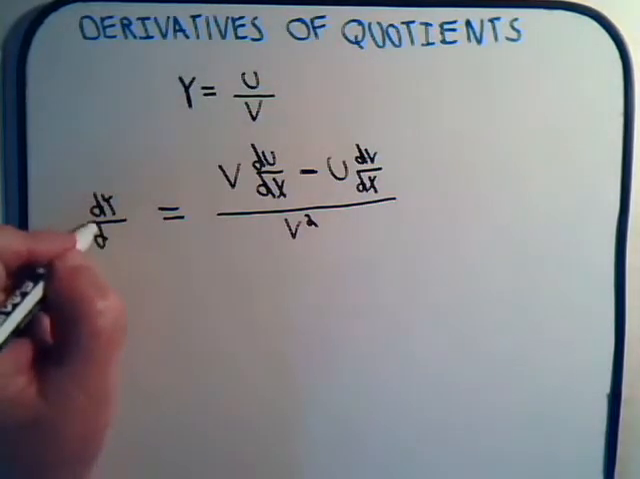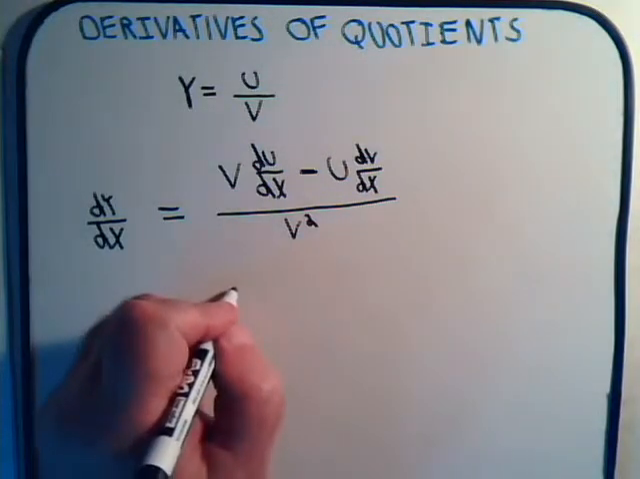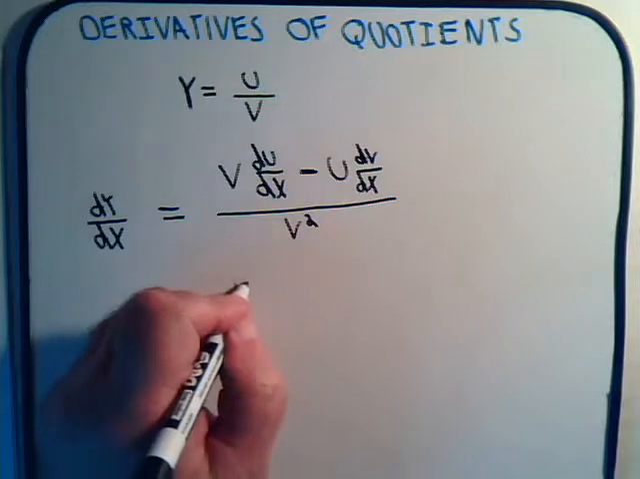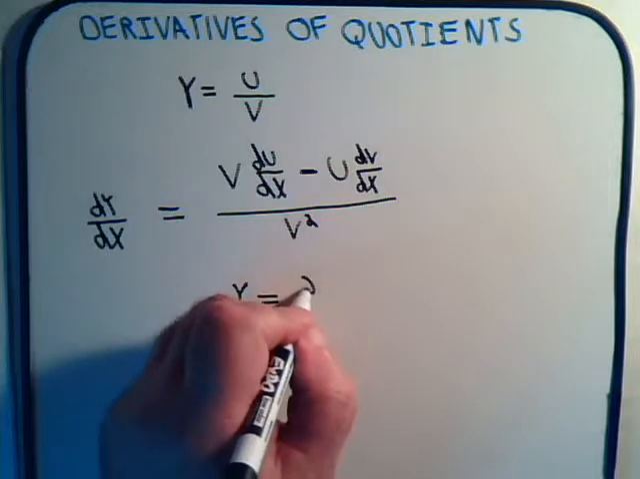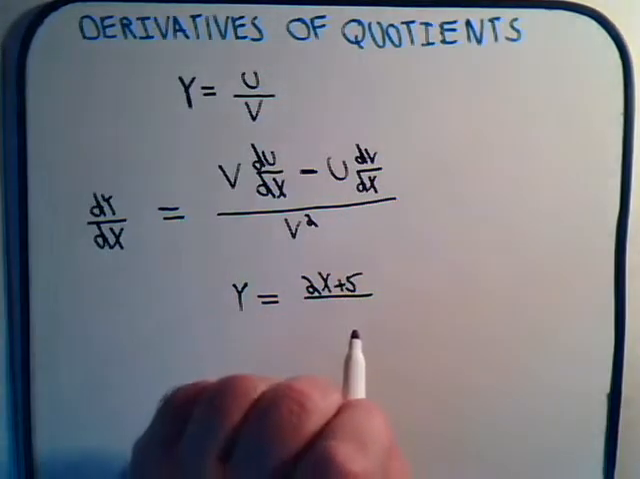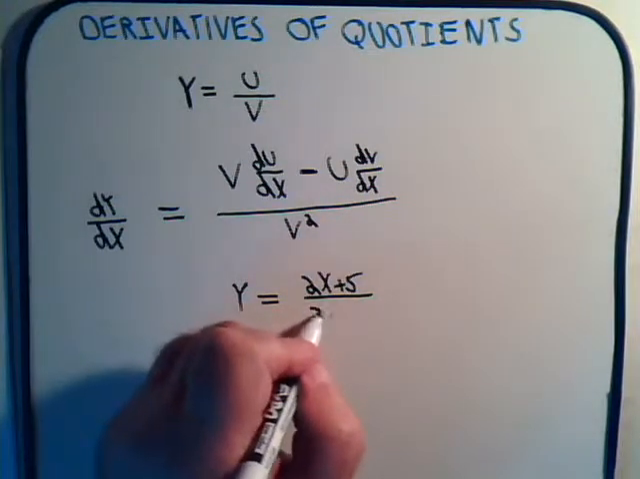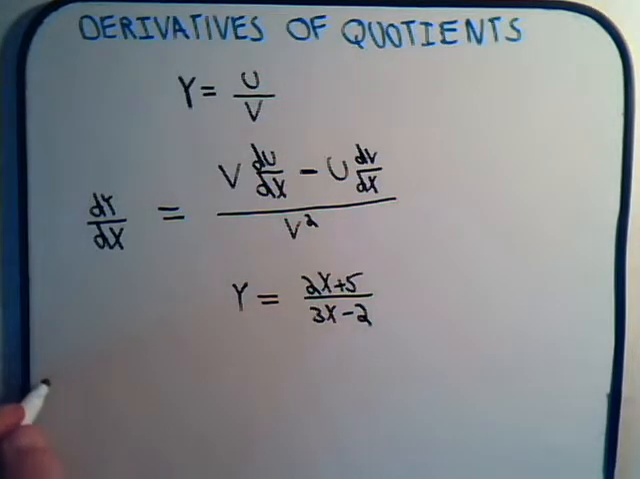So it seems like a rather cumbersome formula. And really, it's not as bad as what it looks. You just have to get used to it, working problems with it. And we have several prepared, so let's get right to it. Suppose we say that y is equal to 2x plus 5 divided by 3x minus 2. And we want to find what is dy dx.